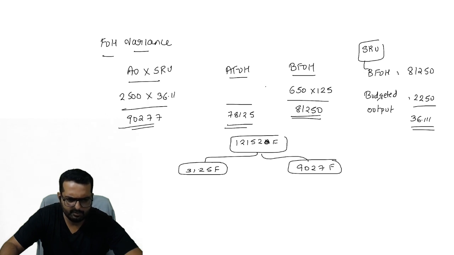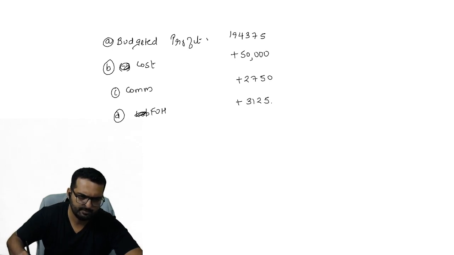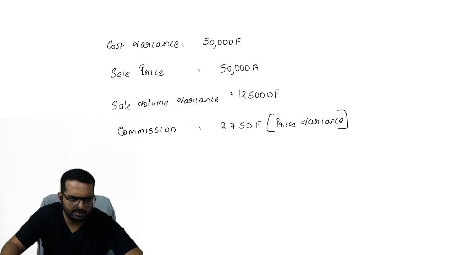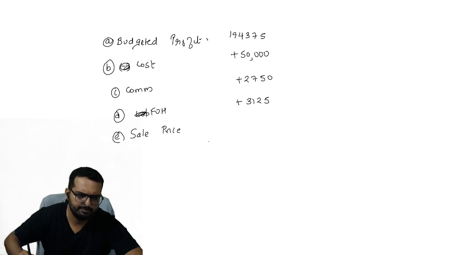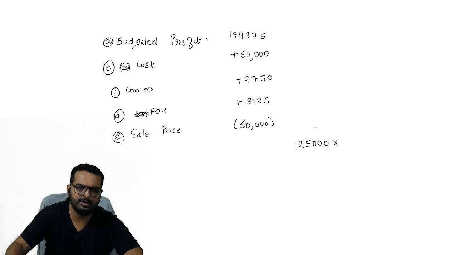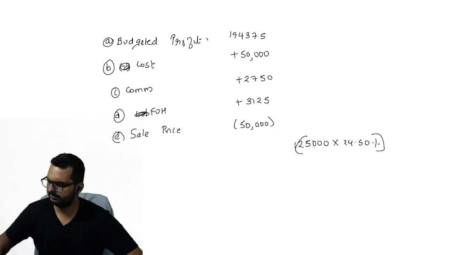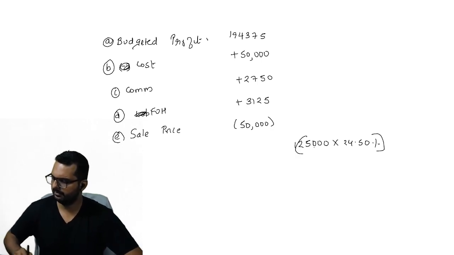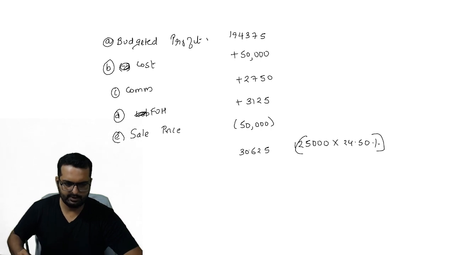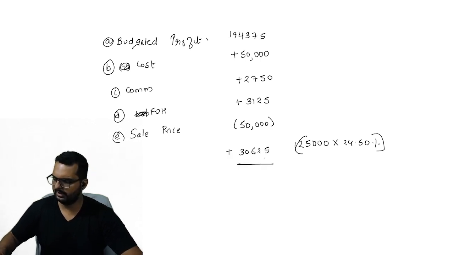That is 3125 favorable, right? Then we should take sales price variance and sales volume variance, which will multiply with PV ratio. So what was the sales price variance? You got 50,000 adverse. Volume variance is 1,25,000 favorable. 1,25,000 favorable into the PV ratio, that is into 24.5%. 30,625 favorable. Just cross check whether you get the right answer.